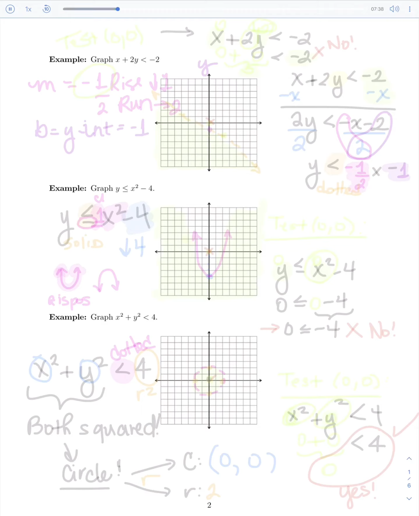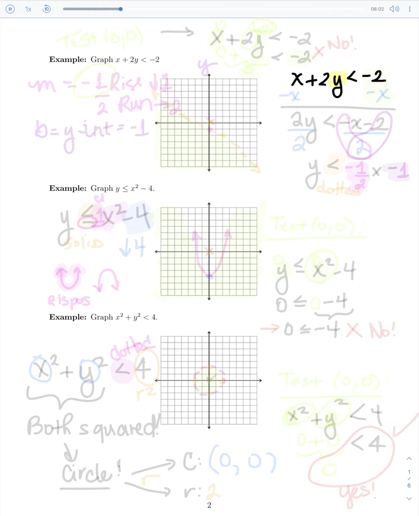Next example, we have the graph of x plus 2y is less than negative 2. Again, we have a line, and most people who graph lines would rather it be in slope-intercept form, which would mean that we would need to solve this inequality for y.